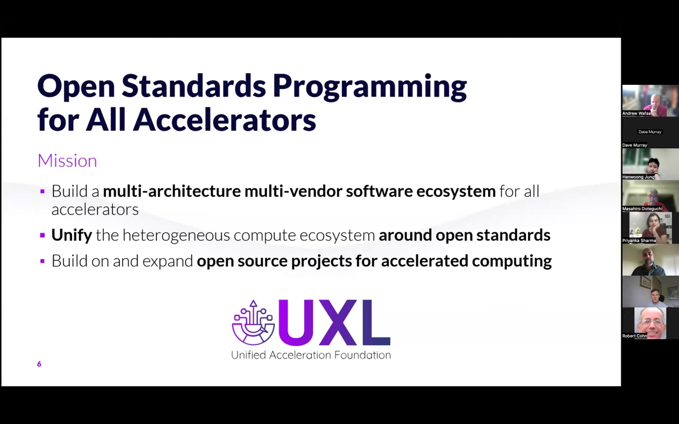So the third fundamental point that I want to talk about is that we're building on and expanding existing projects that are being used in production and by commercial companies as well.